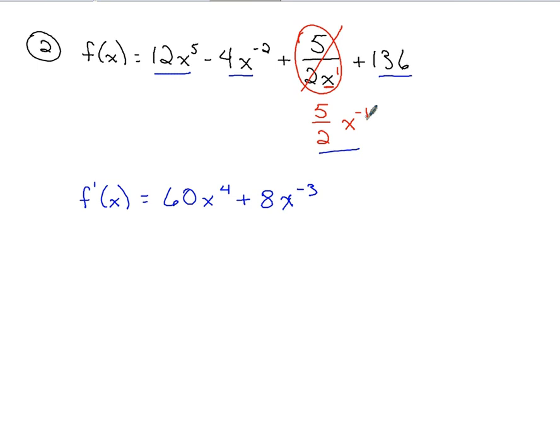I've adjusted this term here, so I bring down negative 1. If I multiply negative 1 to 5 halves, I get negative 5 halves x. Subtract 1 away from the power, get negative 2. And then the 136, that's a constant, so the derivative of a constant is 0. There is your first derivative. You're done.